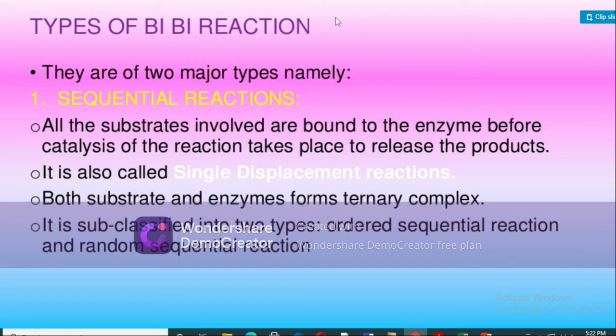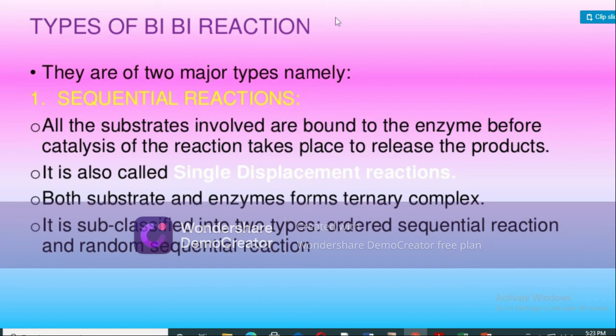But in a situation where A binds first, then to catalyze, maybe you release the product, then B binds also, then you release it. So in that case, if your products are not released at the same time, maybe separately, we call it double displacement reactions. So that sequential reactions is a single displacement reaction.